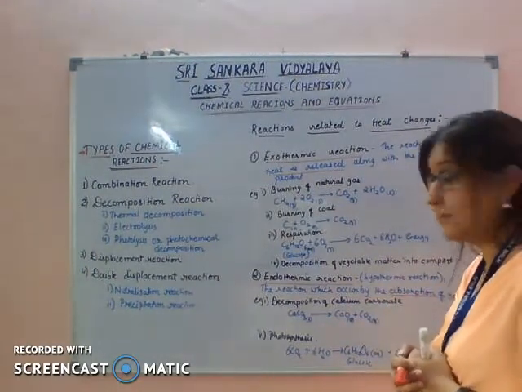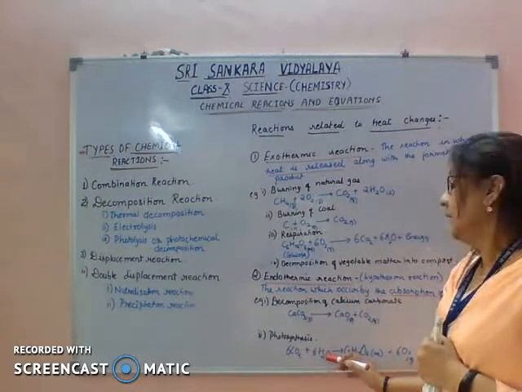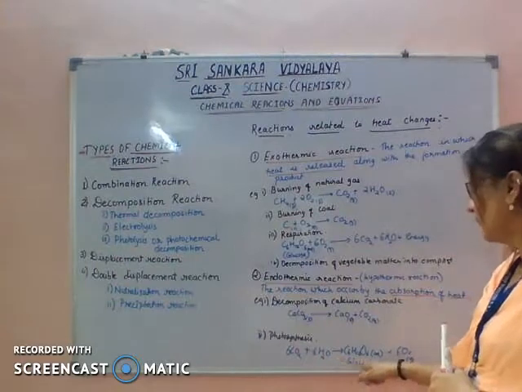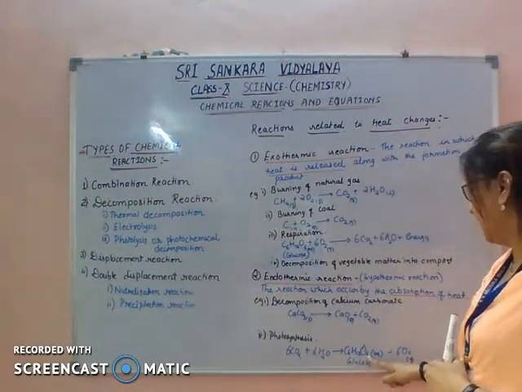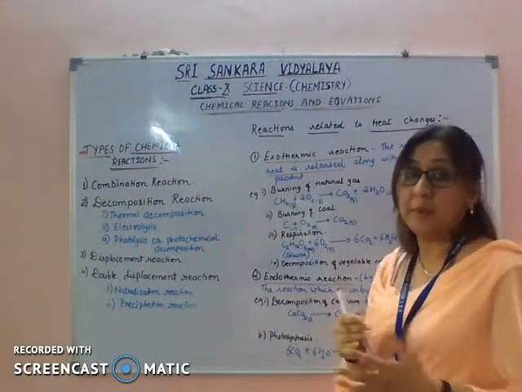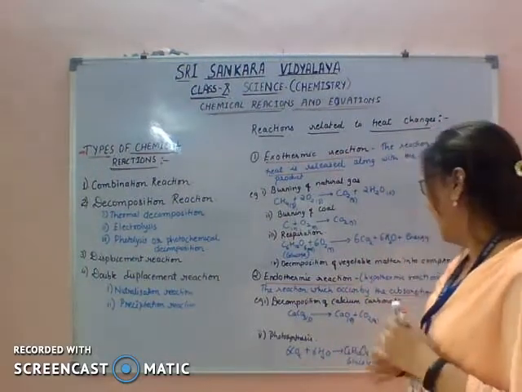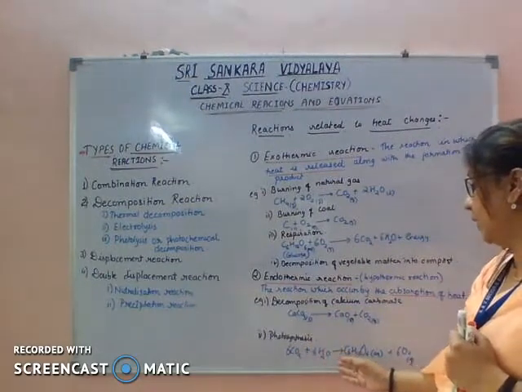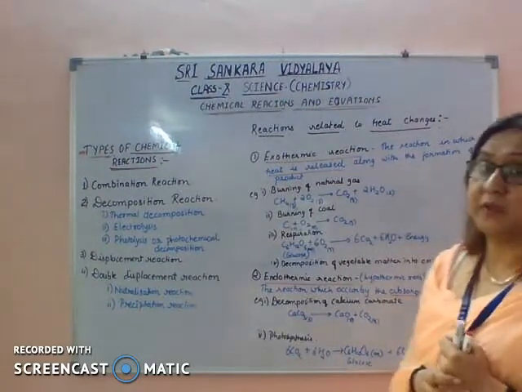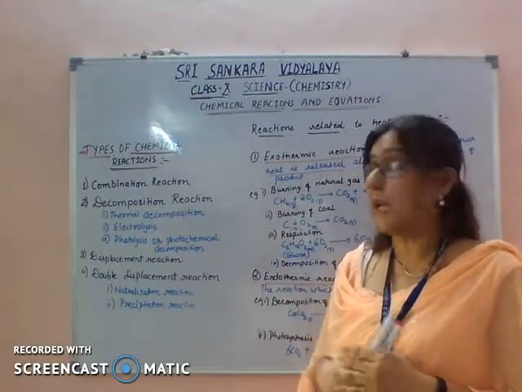So this is an example of an endothermic reaction. Next, the process of photosynthesis: 6CO2 and 6H2O. Plants prepare their own food with the help of carbon dioxide and water, in the presence of sunlight. It will produce glucose and 6O2. By photosynthesis, plants also release O2. Plants give us oxygen, and 6CO2 and 6H2O form glucose, C6H12O6. So this is the difference between exothermic and endothermic reactions. Next topic, we will study the types of reactions.